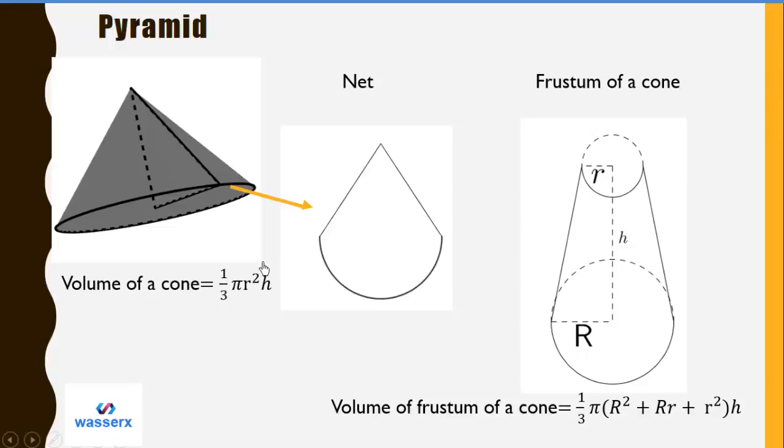Then the volume of the cone itself is given by 1/3 pi r squared h, that is 1/3 the volume of a cylinder. Then we have the total surface area of a cone equal to pi r squared plus pi r L. So the base area is pi r squared and the curved surface area is this.